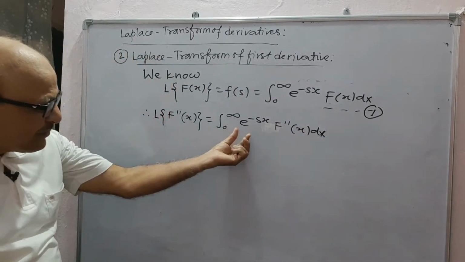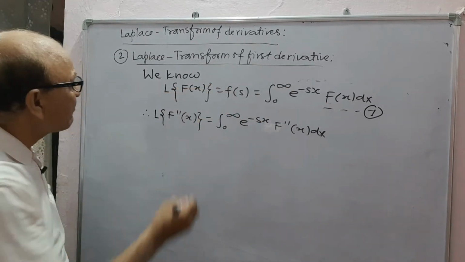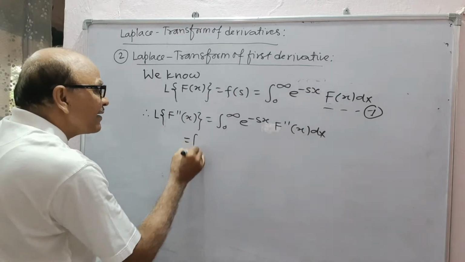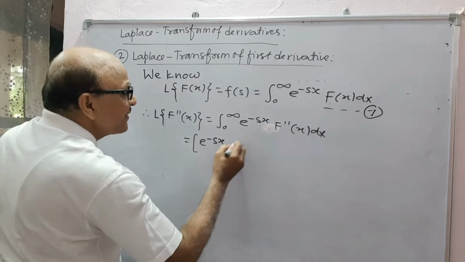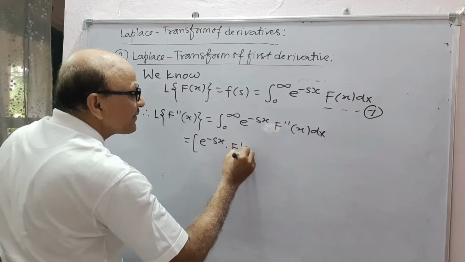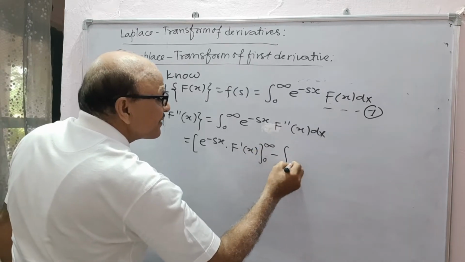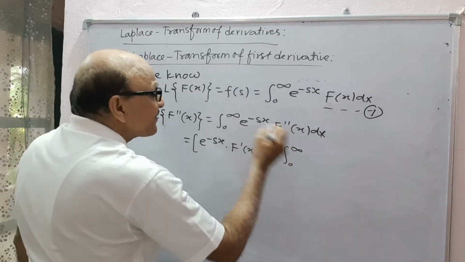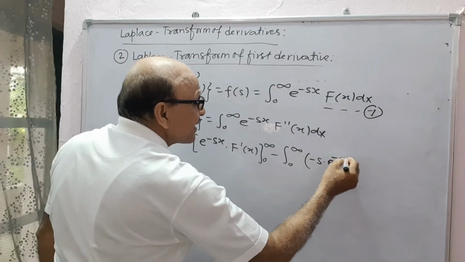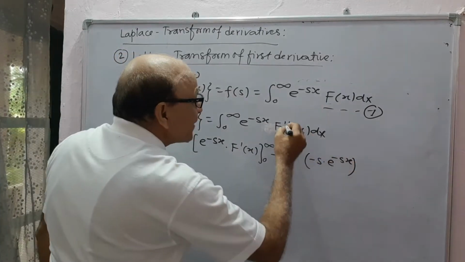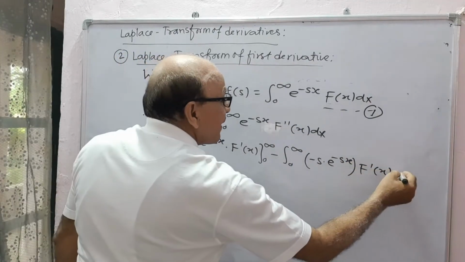Again we can integrate it by parts, taking this as u and this as v. So e to power minus sx into its antiderivative f dash x from 0 to infinity minus integral 0 to infinity. Its derivative means minus s into e to power minus sx into its antiderivative f dash x dx.